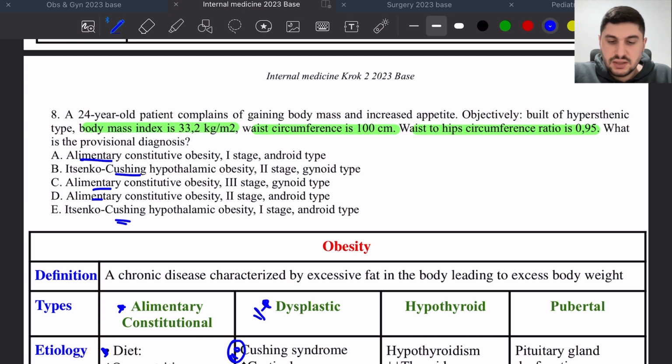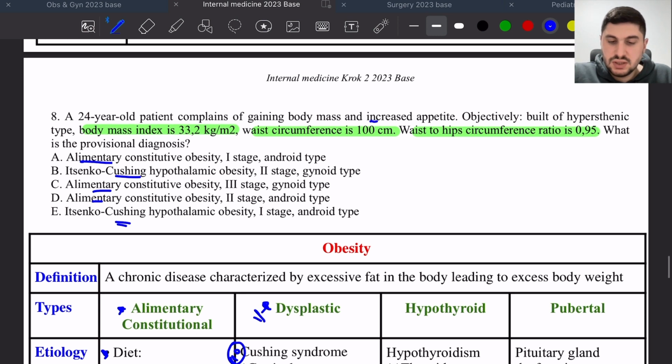So in this case, we see no signs of this. We see that he has this because of increased appetite, because of his diet. So this is not Cushing. This is alimentary obesity, right? Due to diet, increased appetite. So that we have it. Then we go to the next thing in this question. Is it stage 1, stage 2, or stage 3?